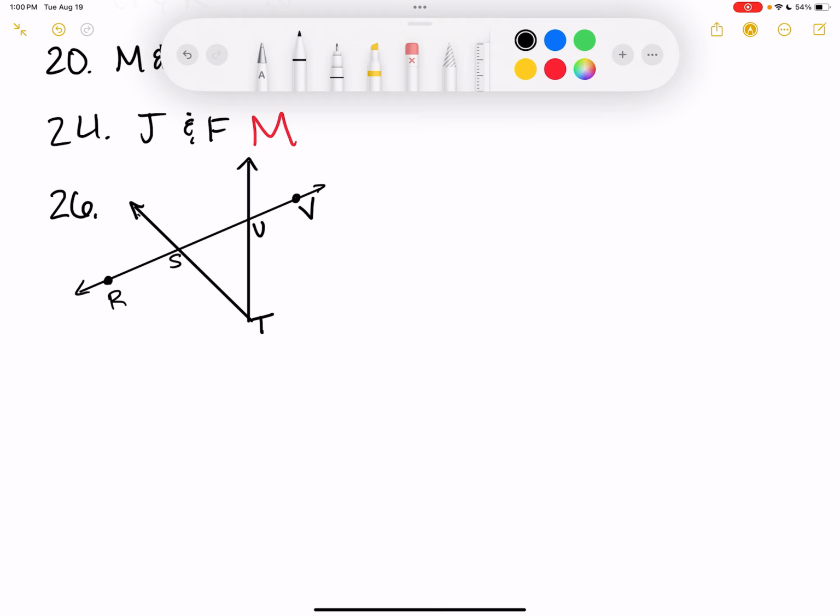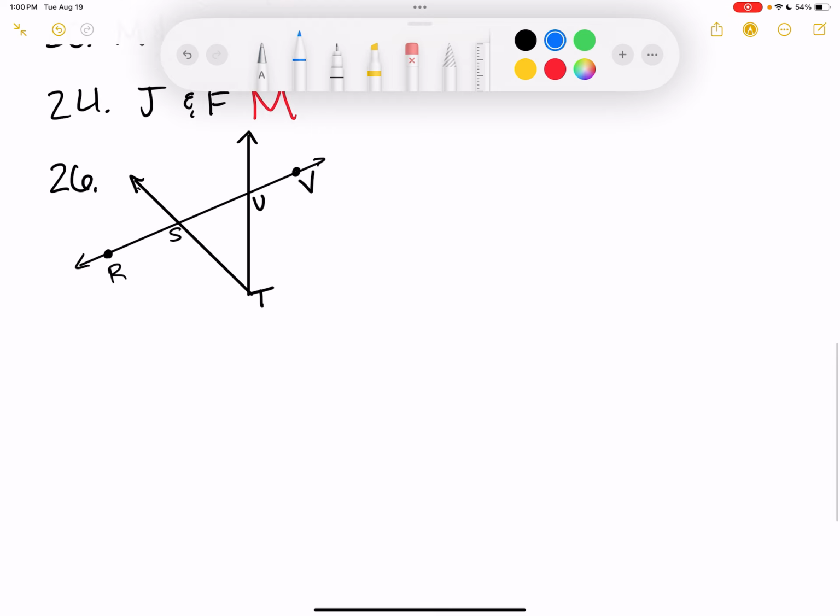So there's obviously a variety of answers that we could use here. One of them would be STU. One of them would be RTV. So there's lots of options that you could come up with, but as long as you choose at least one letter that's not on that line, you're good. So basically, as long as you include T, you're good.